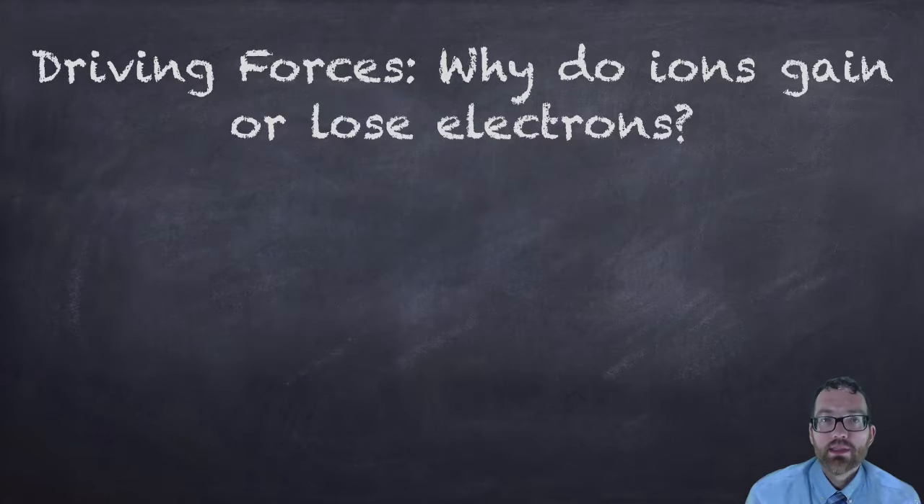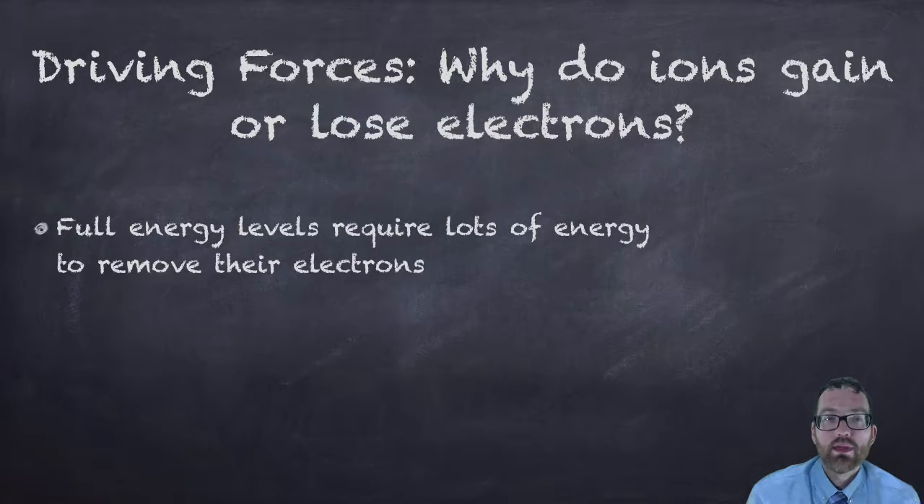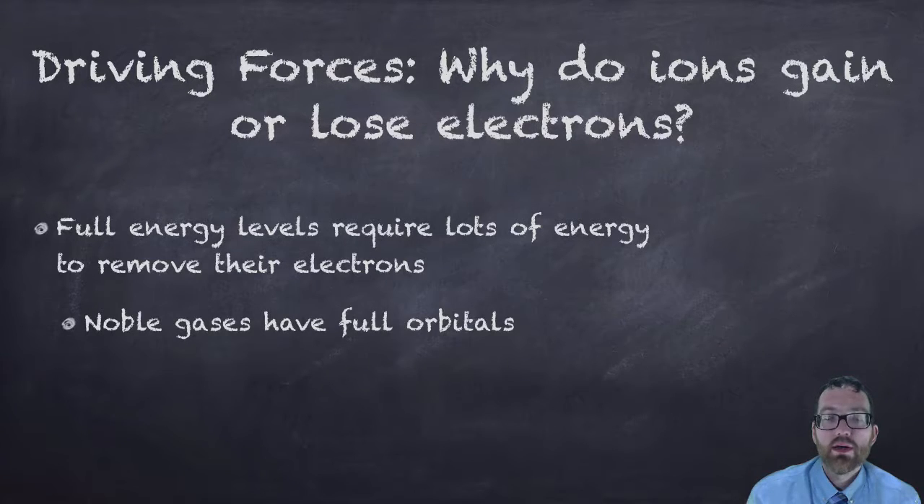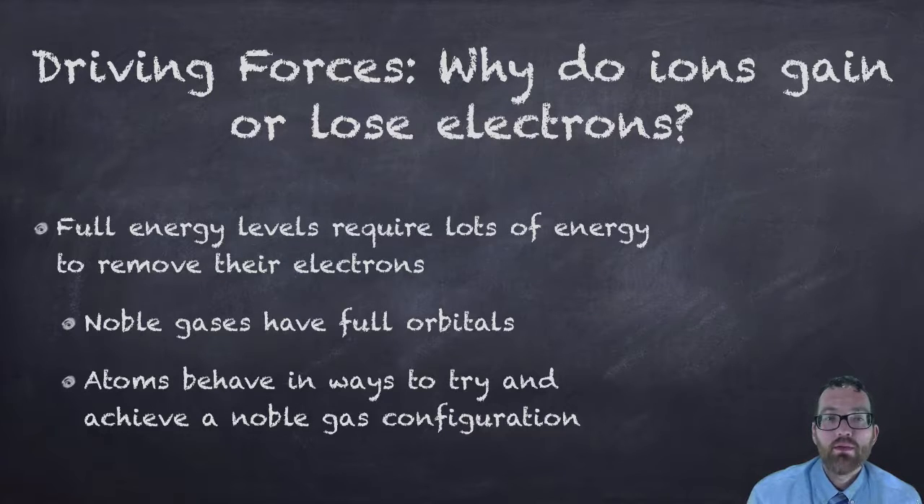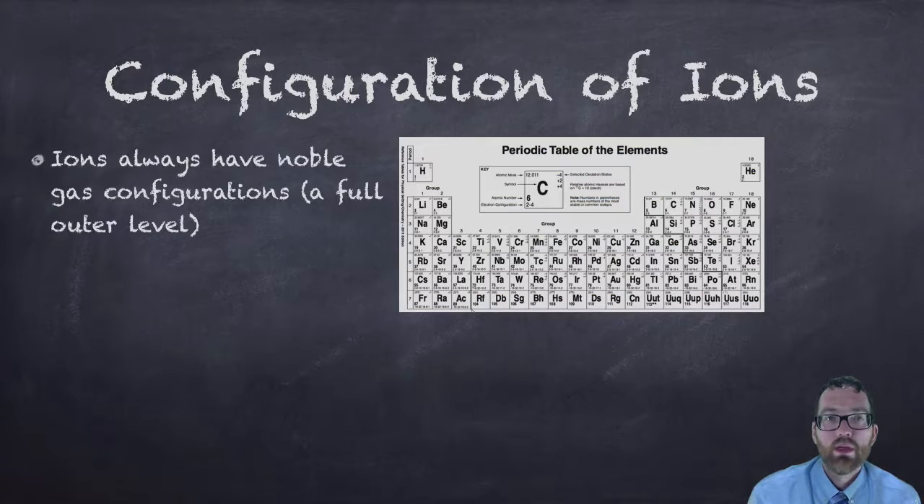So why do ions gain or lose electrons? Well, we talked about how atoms like to be stable, and full energy levels require lots of energy to remove their electrons. So these are the noble gases. They all have full orbitals, so they're the most stable elements on the table, which is why they rarely take part in any chemical reactions. So atoms behave in ways to try to achieve a noble gas configuration. They're either going to gain electrons to become like a noble gas or lose electrons to have an electron configuration like a noble gas. So ions always have a noble gas configuration, so a full outer level.